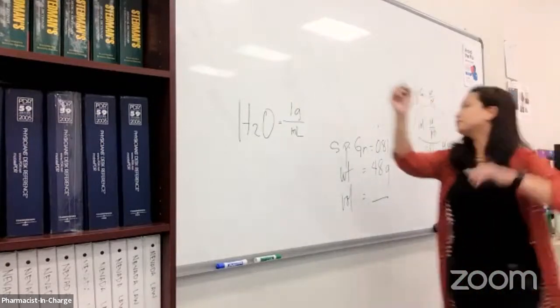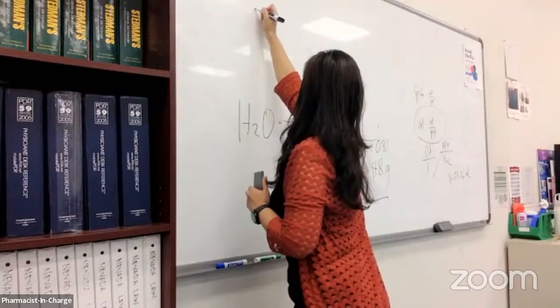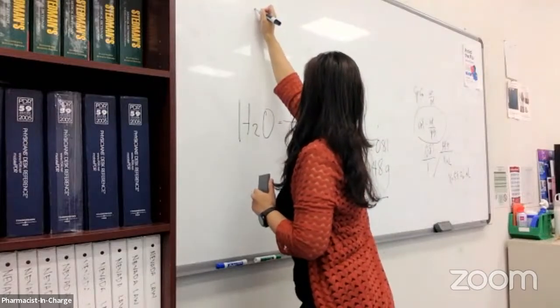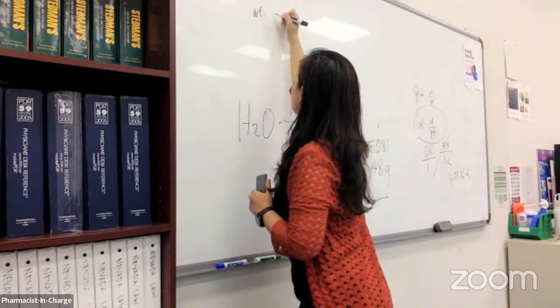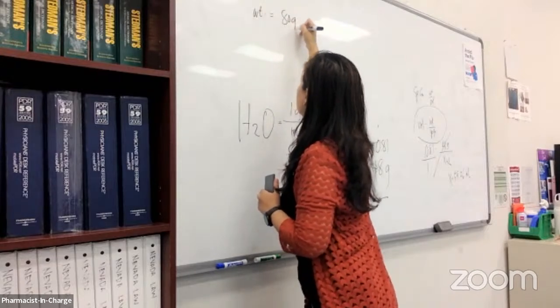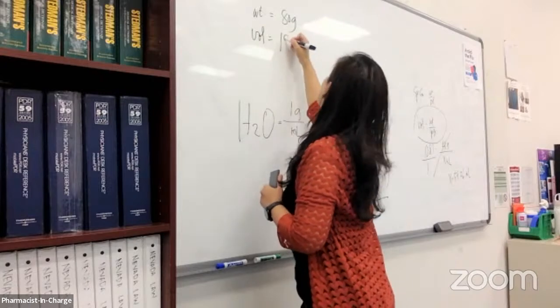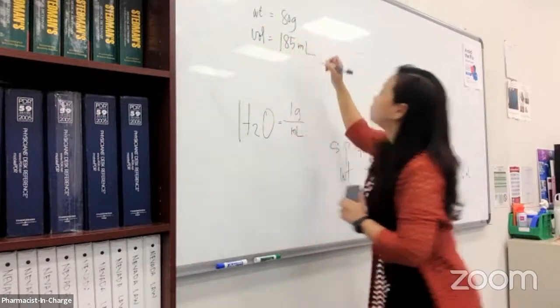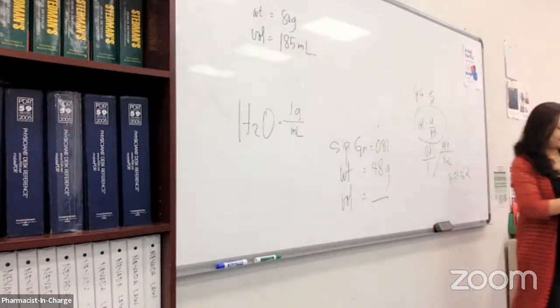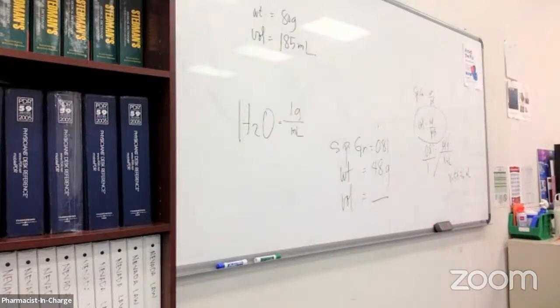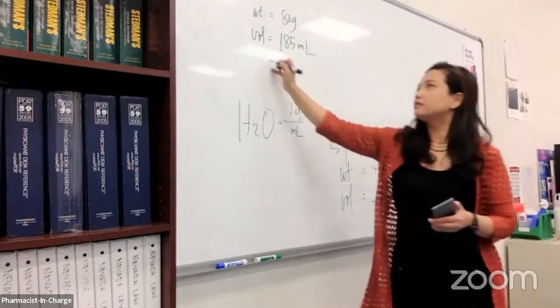Clyde, this one's for you. Get the specific gravity. Weight will be 80 grams, volume will be 185 mL. Specific gravity.